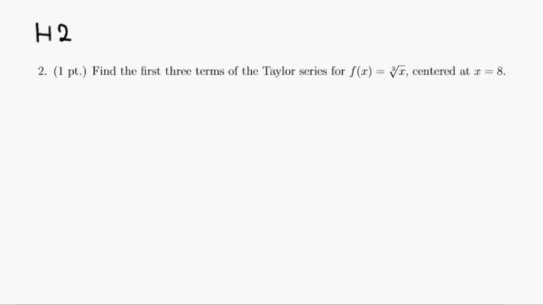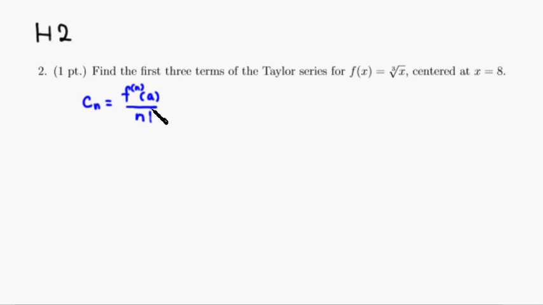Alright, let's look at homework 2, problem number 2. We want to find the first three terms of the Taylor series for cube root of x centered at x equals 8. So let's do that. Remember that each coefficient Cn can be found by taking the nth derivative, evaluating it at a, and then dividing by n factorial.